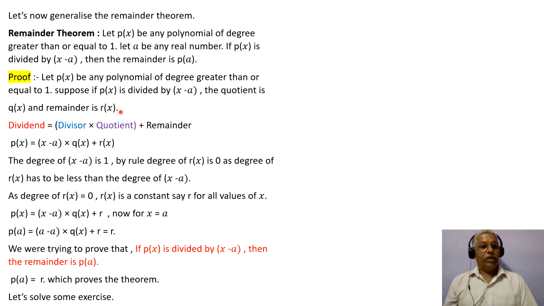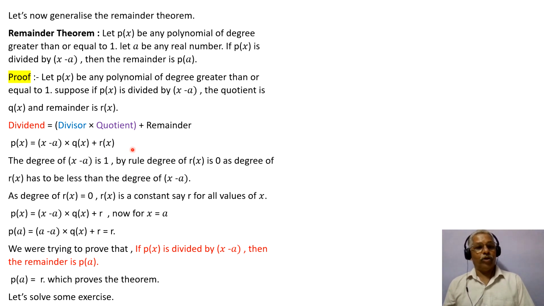Then you know this very famous formula: dividend equals divisor into quotient plus remainder. Let us substitute all these values. P(x) is the polynomial, this is the divisor, this is the quotient, and this is the remainder. So P(x) is equal to (x minus A) into Q(x) plus R(x). Till here it is very simple.